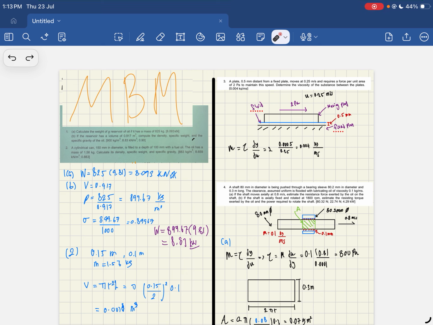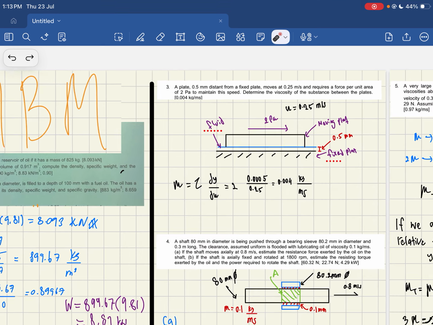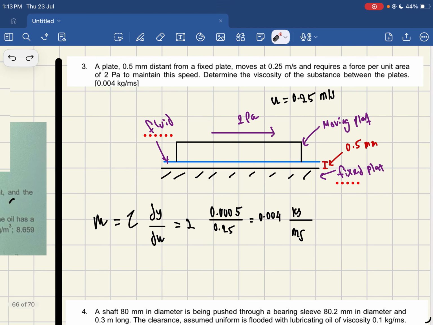Continue in MBM. Question 3. A plate 0.5 millimeter in distance from a fixed plate moves at 0.25 meter per second and requires a force per unit area of 2 Pascal to maintain the speed. Determine the viscosity of the substance between the plates. So this is the illustration of the problem.